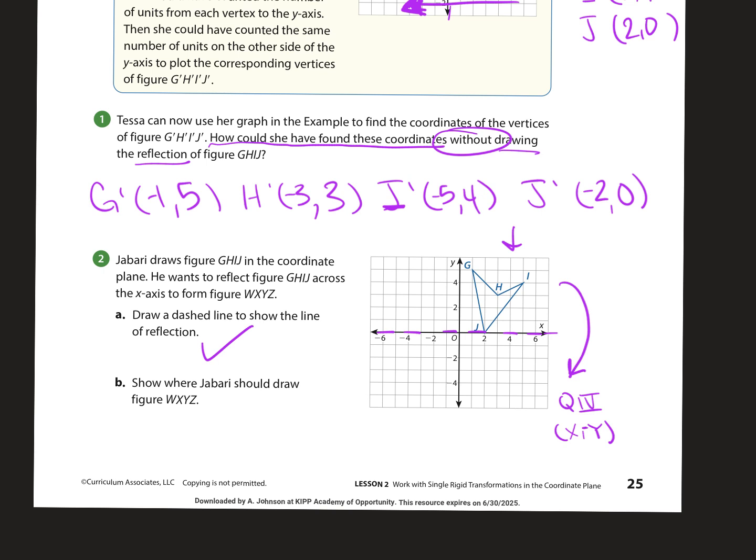Show where he would draw the figure. I think that means they want us to draw the figure. So J's not moving. J and J prime are in the same spot because they're on the x-axis. H is 1, 2, 3, so 1, 2, 3, H prime. I is 1, 2, 3, 4, so 1, 2, 3, 4, I prime. G is 5, so 1, 2, 3, 4, 5. This is G prime. So this is where it ends up, down here. And that's part B.